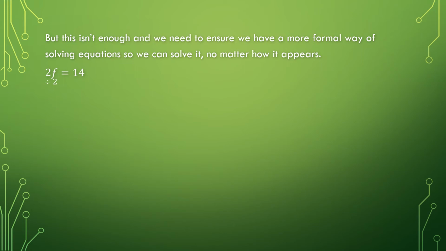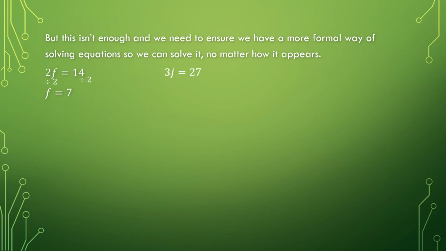In dividing that side by 2 though, I've untipped my balance, and so I need to make it equal again, and so I need to divide the other side by 2. And so that means I'm left with just f on the left hand side equal to 7 on the right. And again, if we come back to what we were thinking of, 2 lots of what is 14? 2 lots of 7 is 14. So this works so far.